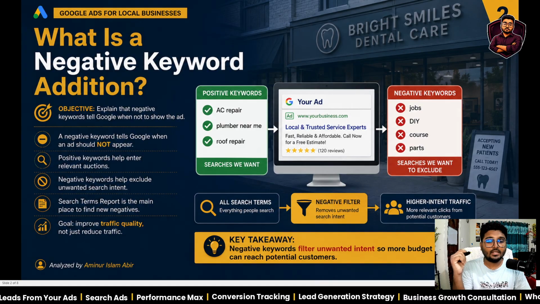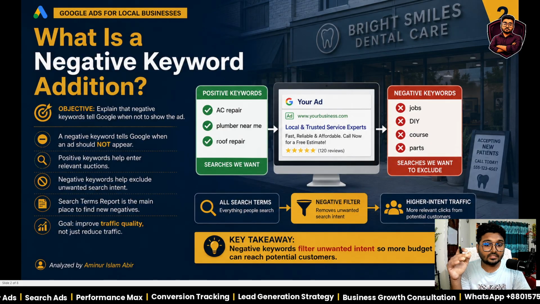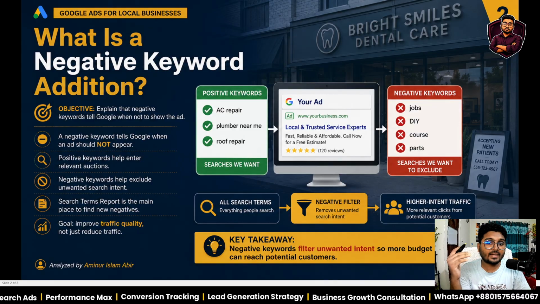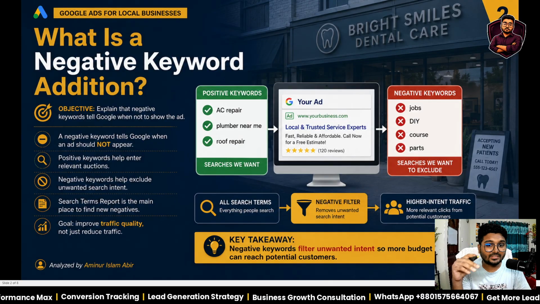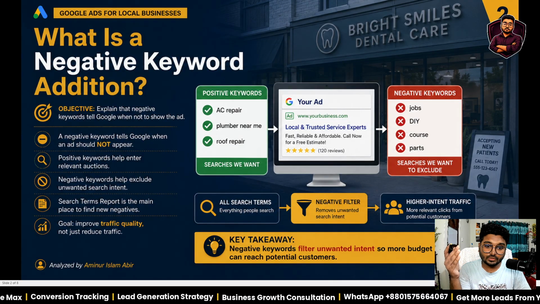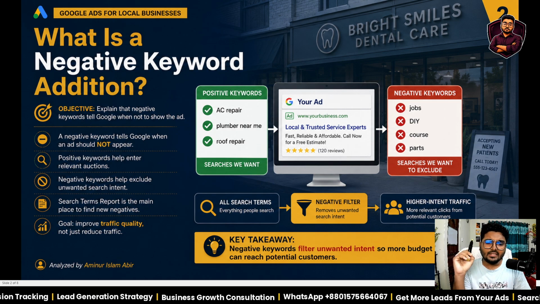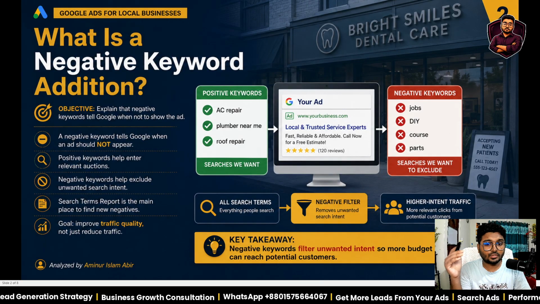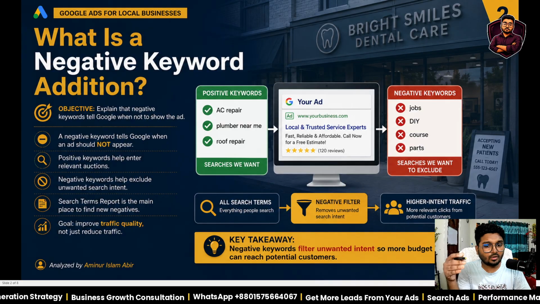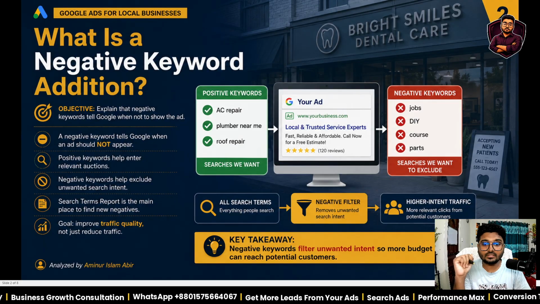For example, the advertiser targets AC repair. Useful searches may include AC repair near me, emergency AC repair, and same day AC technician. But the campaign may also receive AC repair jobs, AC repair course, DIY AC repair, or AC compressor parts. The first group may contain the real service customer. The second group shows employment, education, self-repair, or product buying intent. Negative keywords help filter those unwanted searches.